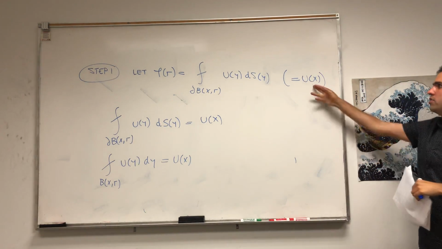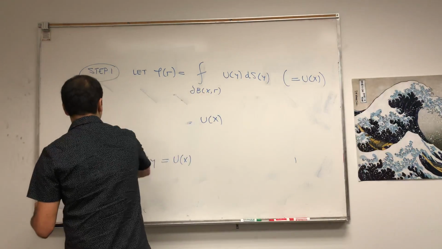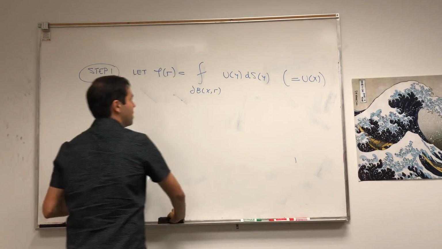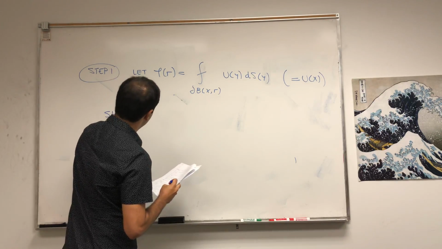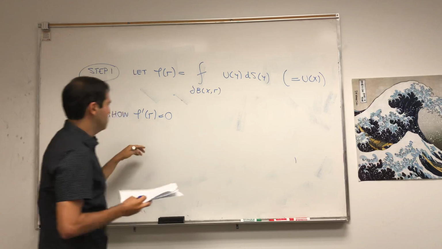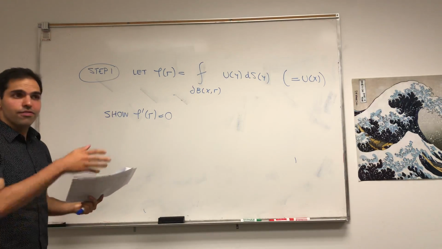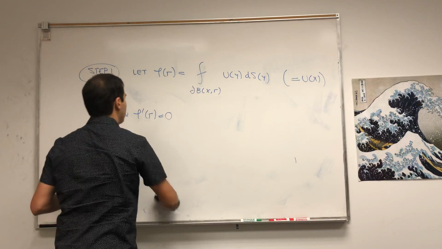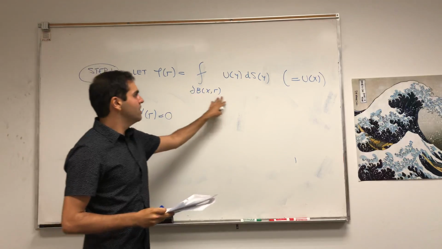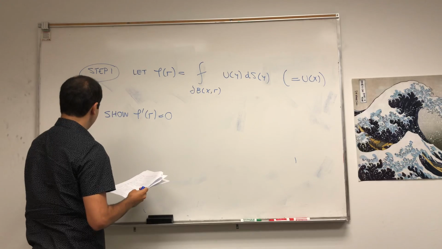In particular, notice u of x doesn't depend on r, it's constant. So really what we want to show is that phi doesn't depend on r. In other words, show that phi prime of r equals 0. So first we want to show that phi is constant, and then you'll see it follows that phi is equal to u of x. All right, and now, in other words, what we want to do is differentiate this with respect to r. So let's calculate phi of r.